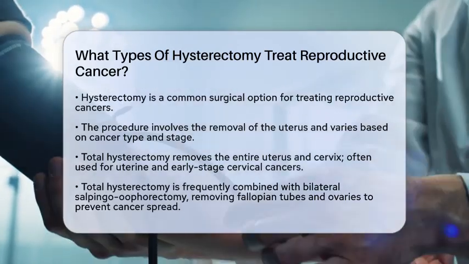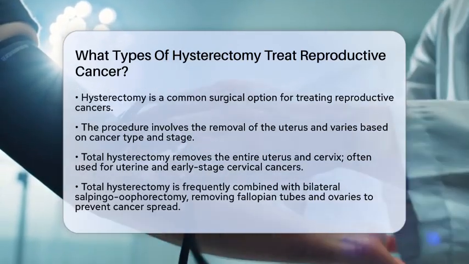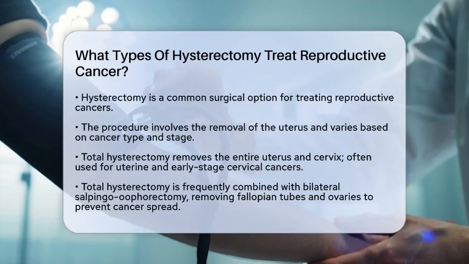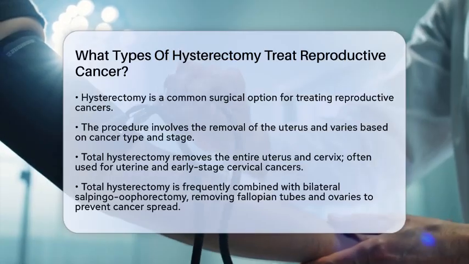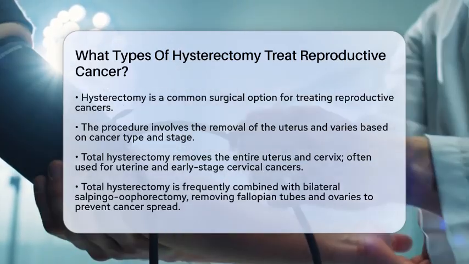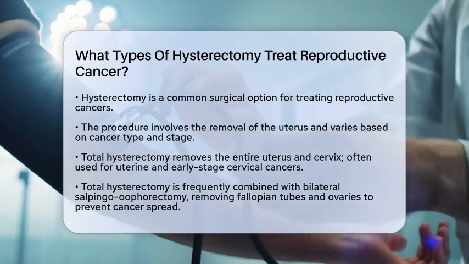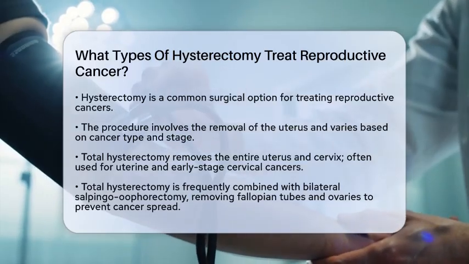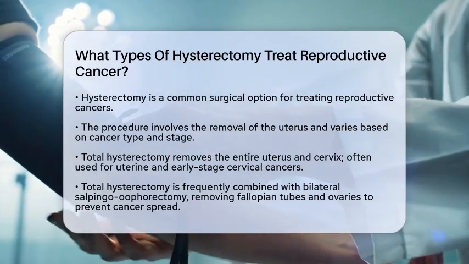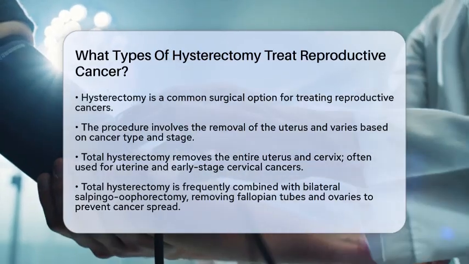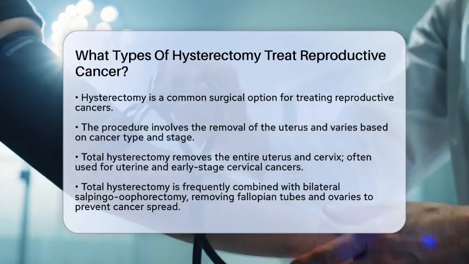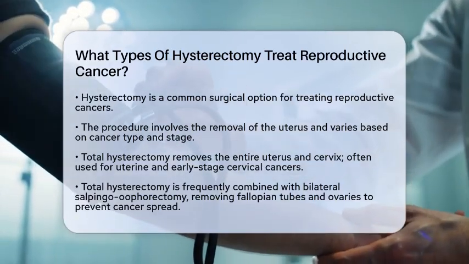The first type is the total hysterectomy. This surgery removes the entire uterus along with the cervix. It is often the standard procedure for many cases of uterine cancer and some early-stage cervical cancers. In many instances, this surgery is combined with the removal of both fallopian tubes and ovaries, known as bilateral salpingo-oophorectomy, especially when there is a risk of cancer spreading.